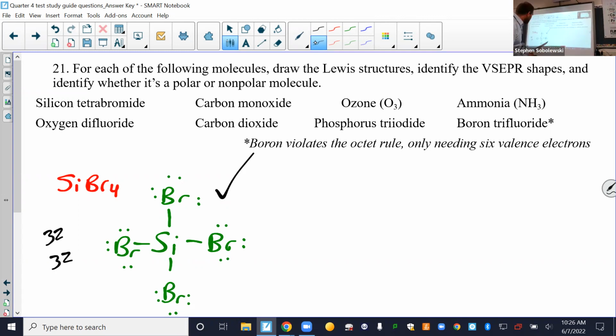So the central atom is that silicon. How many electron domains do you see? 4. There are 4 single bonds, no double bonds, no triple bonds, no lone pairs. So we have 4 electron domains. Now, of those 4, how many of them are bonding pairs? All 4 of them. A bonding pair means either a single bond or a double bond or a triple bond. So we have 4 bonding pairs. How many lone pairs on the silicon? 0. So we check our chart for 4 electron domains, 4 bonding pairs, 0 non-bonding pairs, and the shape we can see here is a tetrahedral shape.